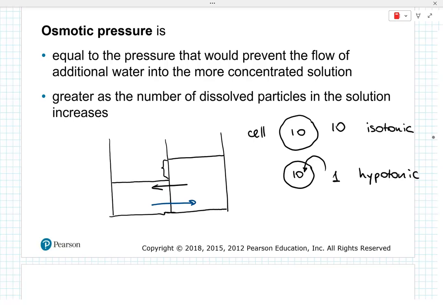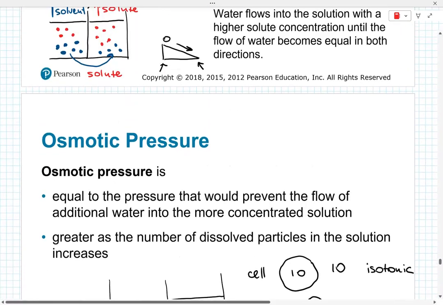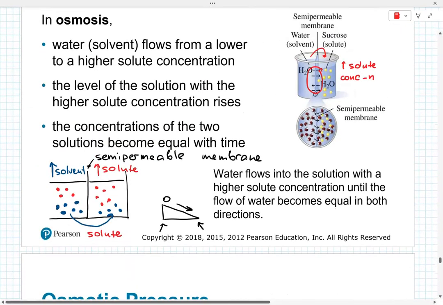Go on. Why would it go from the low concentration to high concentration? Because you put a 1 on the outside. Yeah. Because it goes from low concentration of solutes. We talk about concentration of solutes.